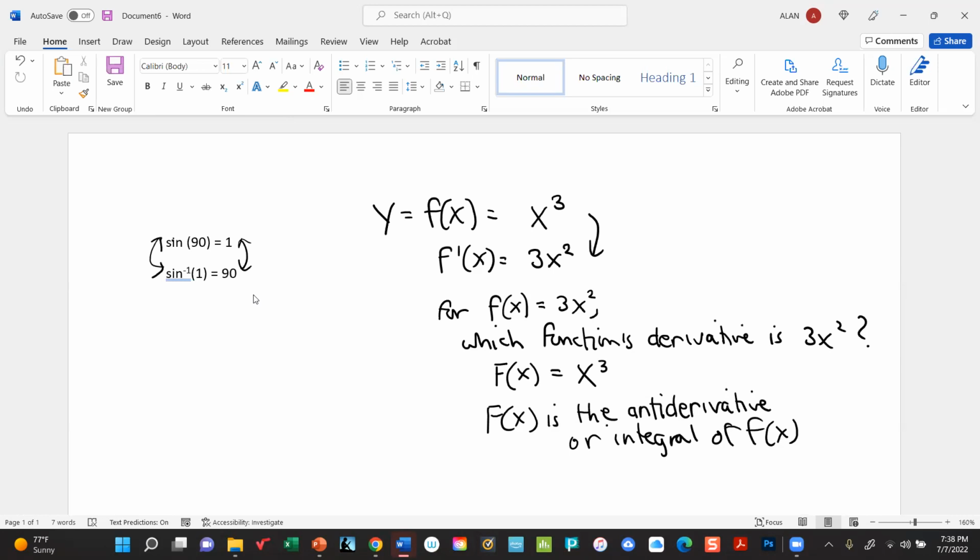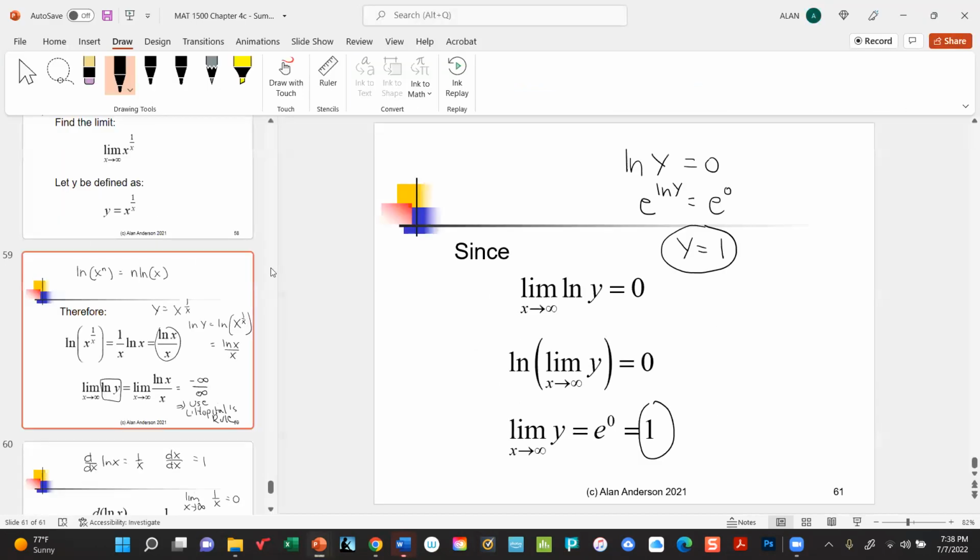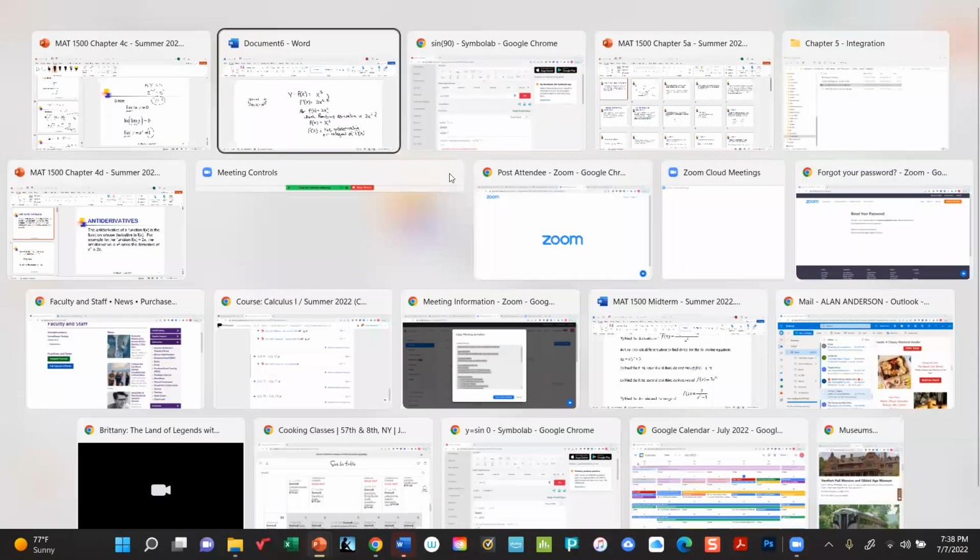So what we're effectively doing is reversing the derivative process. We're starting with the actual derivative and working our way backwards to the original function, which will be from now on called either the antiderivative or the integral of our derivative. So let's take a look at this thing. I just wanted to get you prepared for this because it's kind of different than what you're used to seeing.